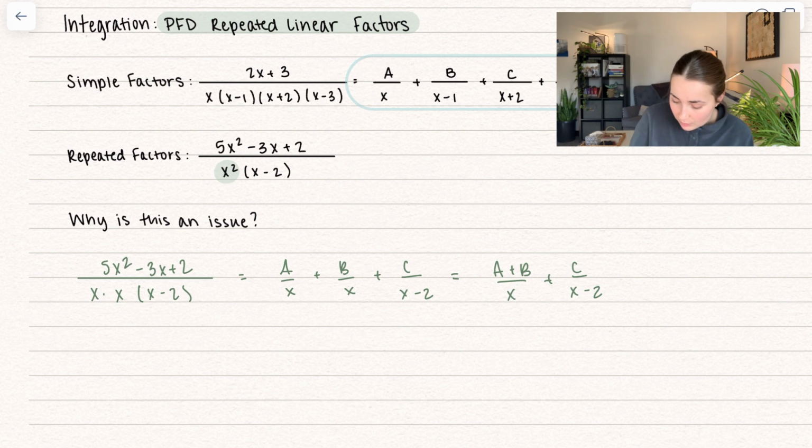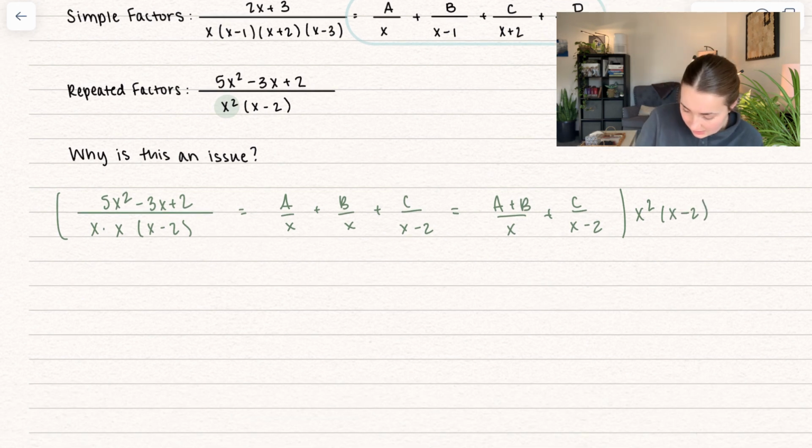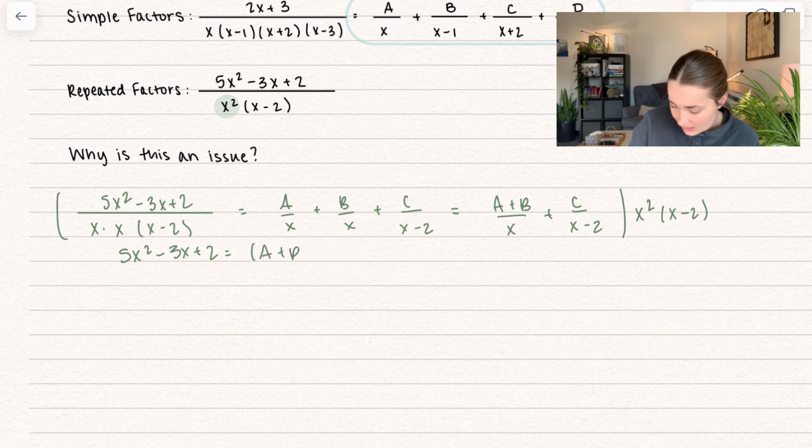So remember, what we would do in order to solve this is we would multiply by the entire denominator, x squared, x minus 2. So on the left-hand side, we get everything cancels out. So we're left with 5x squared minus 3x plus 2. With our first term, one of the x's cancel out. So we have A plus B times x plus minus 2. And then for our C term, we get x minus 2 cancels out, and we're left with x squared. So now we can go ahead and solve 5x squared minus 3x plus 2.